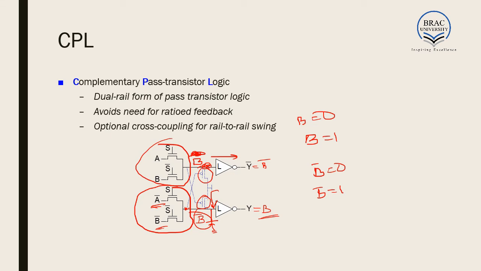So what we can see is, using complementary pass transistor logic, we are pulling up the output whenever necessary, but we no longer need to take feedback from the actual output of the system. That is, the output is being pulled up from the logic created by the inputs and not the feedback from the output. It avoids the need for ratioed feedback, and this is a dual rail form of pass transistor logic. That is, we have Y and Y bar, both of them present, the inputs are true and complementary, and the outputs we get are also true and complementary. There can be optional cross coupling for rail to rail swing. That is, there can be an optional noise element involved.